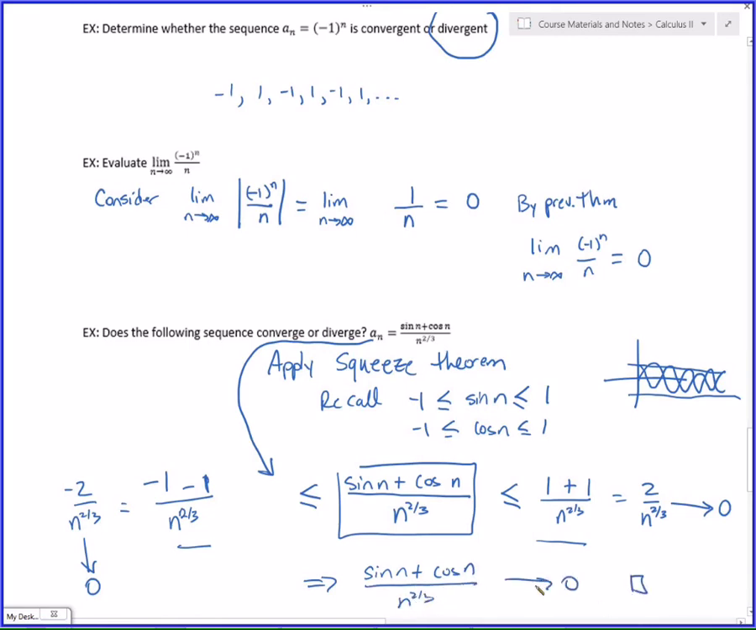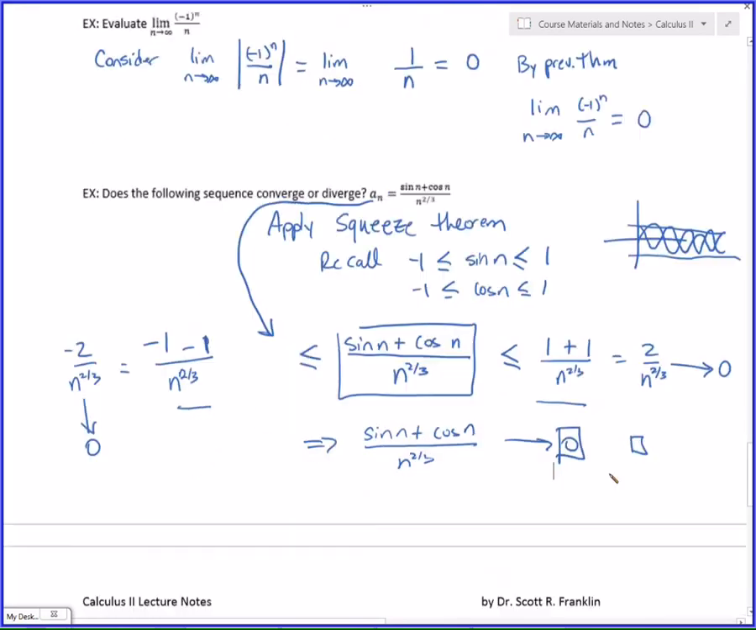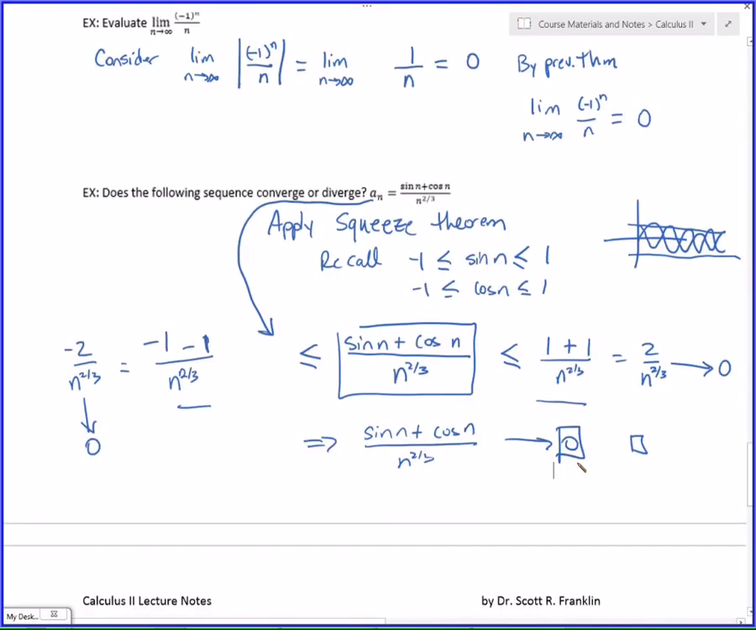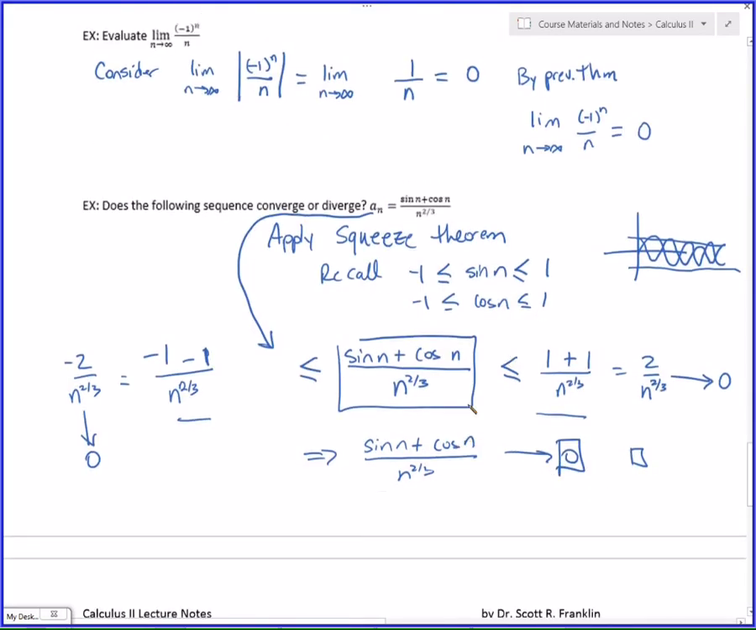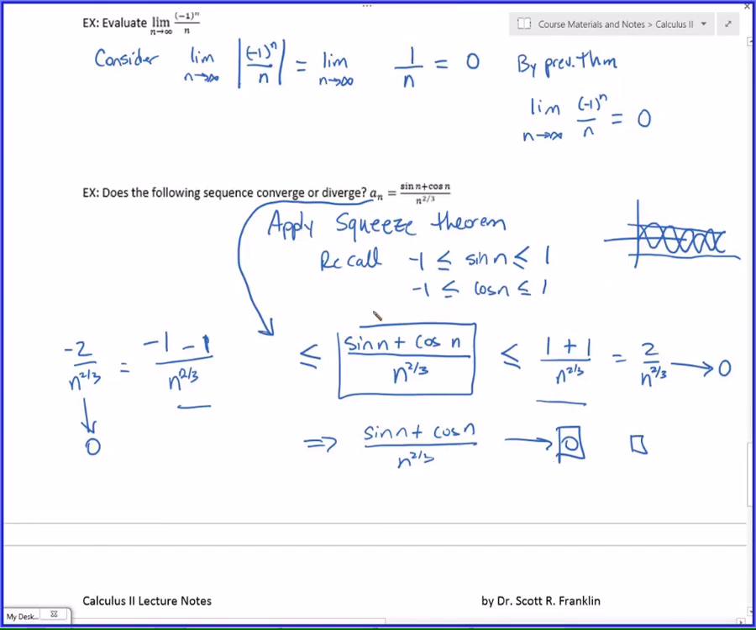Done. That means that this problem converges. If it goes to a number, it's convergent. And it converges because of the squeeze theorem, meaning that this sequence is always between two sequences that go to the same thing. So the one in between has to go to that.